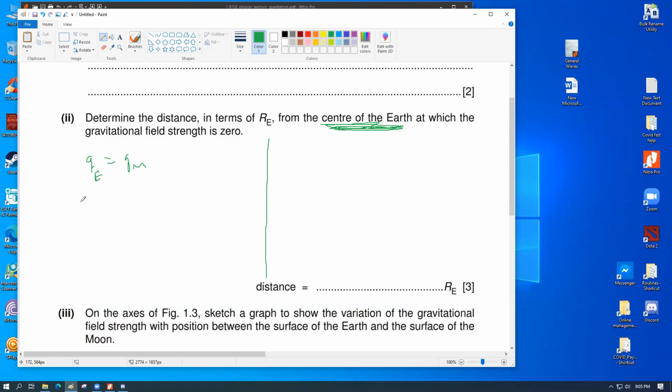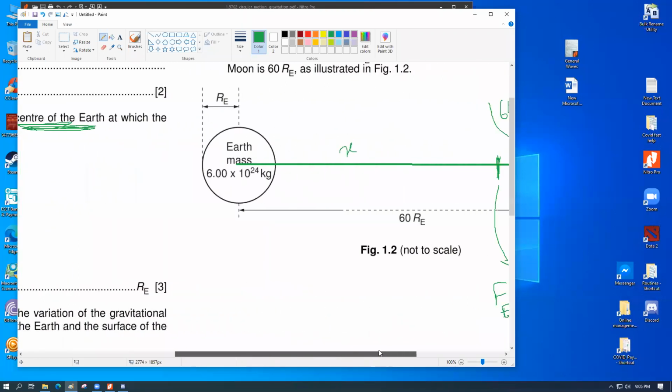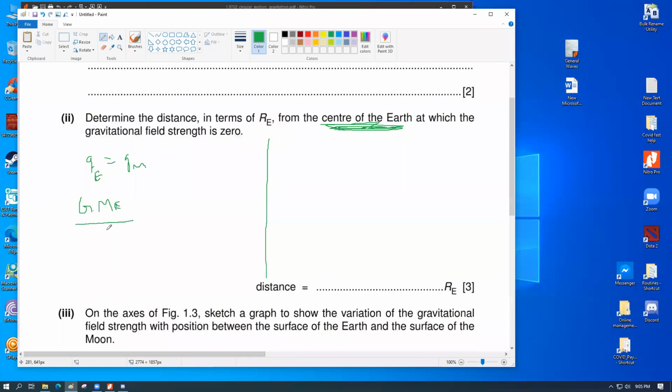So if I write the direction here, so g into mass of Earth — are the masses of Moon and Earth given as names? No, values are given — divided by x squared should be equals to g into mass of Moon, m subscript m, divided by that thing 60 RE minus x whole square. So the g and g crosses out, and you put in the values, the mass of Earth.